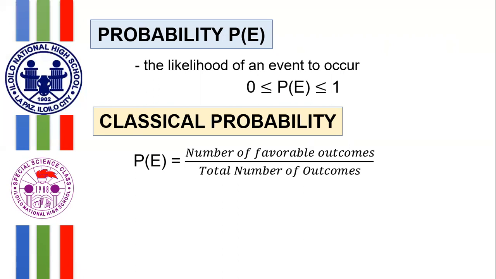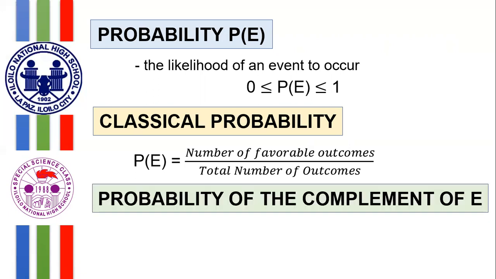And if P of E refers to the classical probability of an event to occur, then we have the probability of the complement of E, which is in fact the probability that that event will not occur. And let's call it P prime of E. And that is defined as simply the difference of 1, which is the maximum probability that a certain event will occur, minus the probability that it will happen.